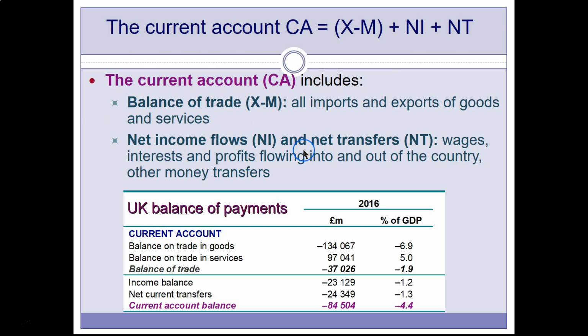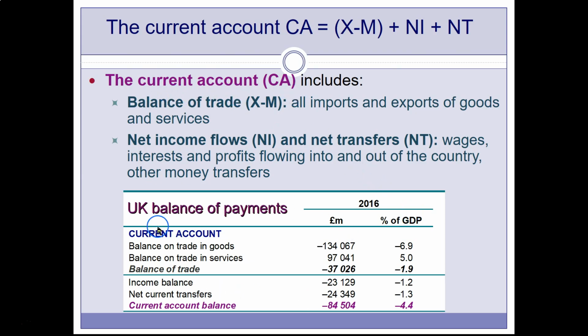Apart from this, the current account will also include net transfers, which can include, for example, transfers to pensioners who live abroad. You retire and live in France, but you are still entitled to receive a British pension. And this pension, which will leave the country into your French bank account, will be recorded as a part of net transfers. All of these transactions will be combined under the current account balance.